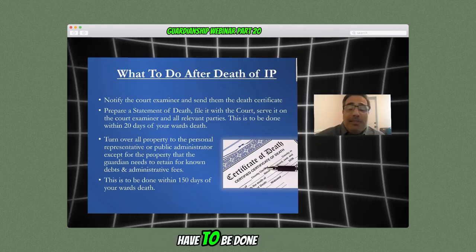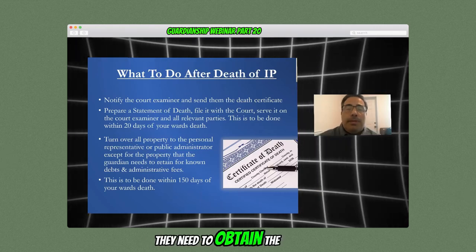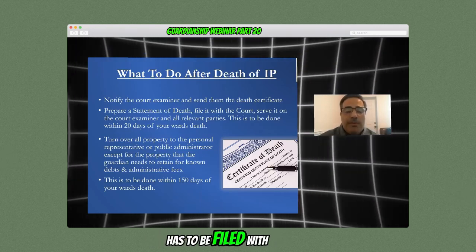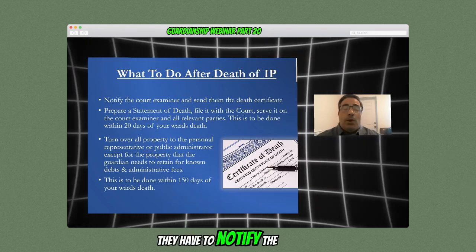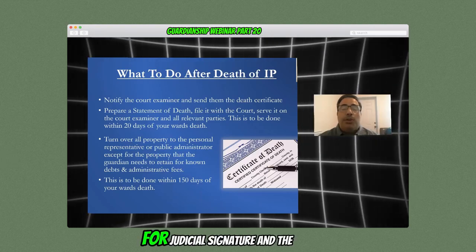There are specific things that have to be done after the death of an incapacitated person. They need to obtain the death certificate. They have to prepare a statement of death, which has to be filed with the court. They have to notify the court examiner, and the court examiner has to prepare a document for judicial signature.